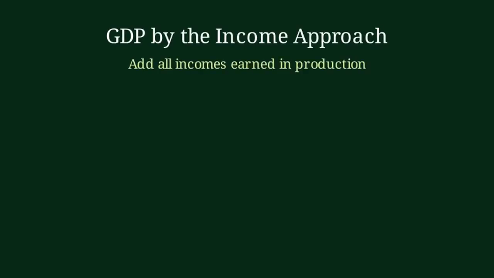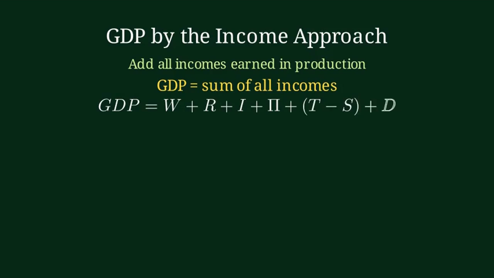Today we will learn how to compute gross domestic product, or GDP, using the income approach. The income approach says GDP equals the sum of all incomes earned from producing goods and services in the economy. These incomes include wages, rent, interest, and profit. We also add taxes on production minus subsidies and add depreciation. So the formula is GDP equals wages plus rent plus interest plus profit plus taxes minus subsidies plus depreciation.